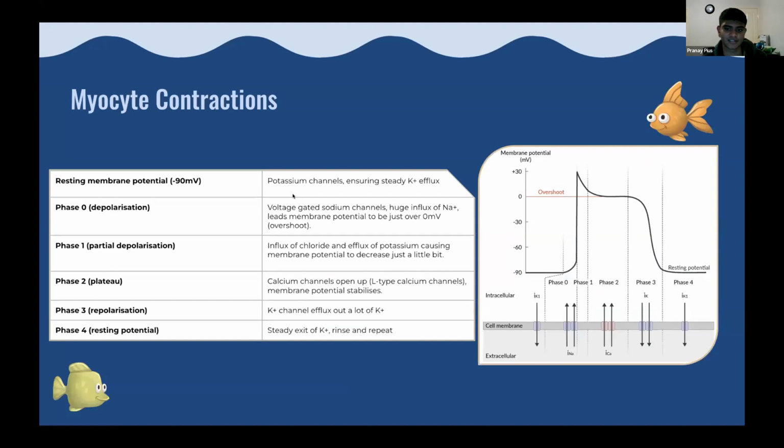And then on the next page, this one is a bit more complicated. So myocyte contractions, probably the highest yield stuff that you're going to have in your lecture today. There's a few important steps. I've described the phases here.